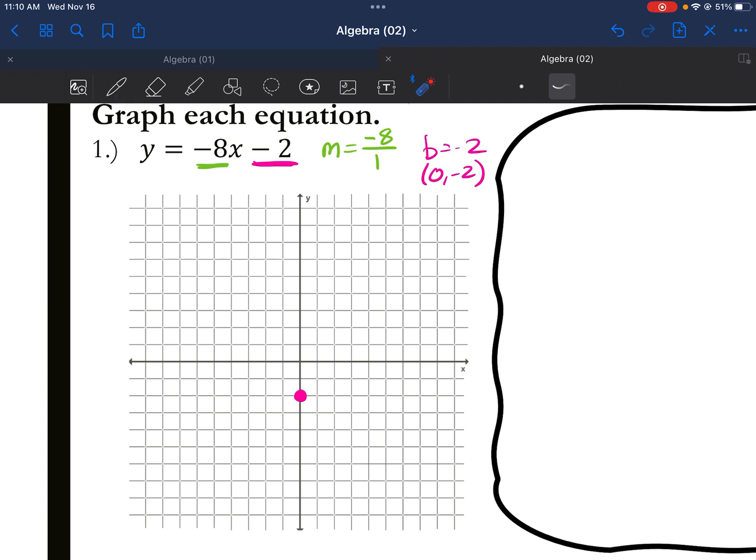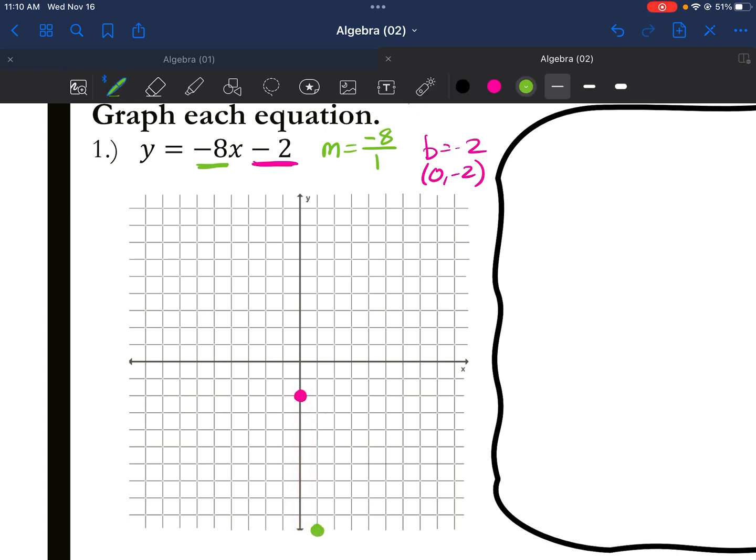So I'm going to go down. I start at this point, right? I am not starting at the origin. I start at the point I plotted. I'm going to go down 8. 1, 2, 3, 4, 5, 6, 7, 8. Oh, just close enough. Then I'm going to go to the right 1. So I get my point right here.